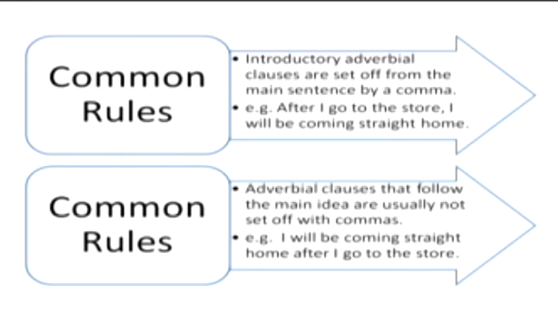Now, some common rules. What are these common rules? Now, introductory adverbial clauses are set off from the main sentence by a comma. Now, see the example. After I go to the store, I will be coming straight home. Now, adverbial clauses that follow the main idea are usually not set off with commas. Example, I will be coming straight home after I go to the store. Now, see the difference here. These are the common rules.